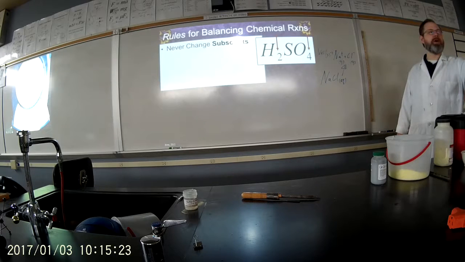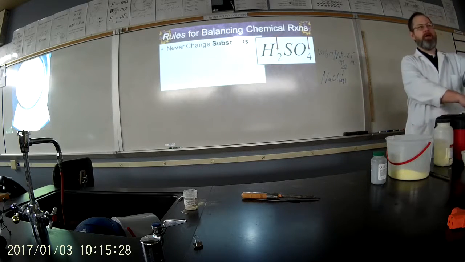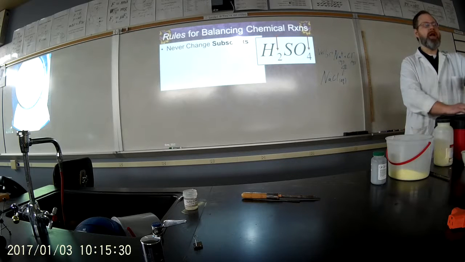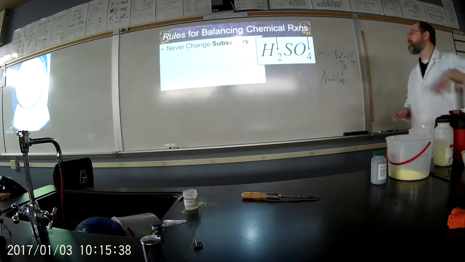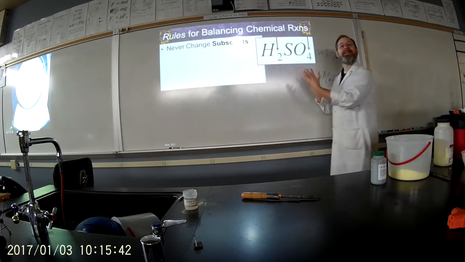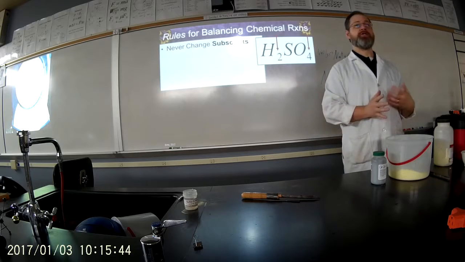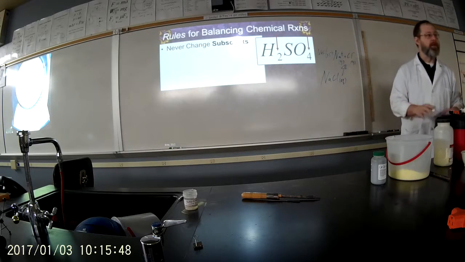In a simulation we're going to do later, we're going to make sandwiches with bread and bologna and cheese. And if you run out of bologna, you can't turn the bologna into cheese. Or you can't turn the cheese into a bologna. So you can't change subscripts, because the subscripts in a compound give the compound its identity. So you cannot change them. Okay. That's pretty much the only rule. The rest are hints.